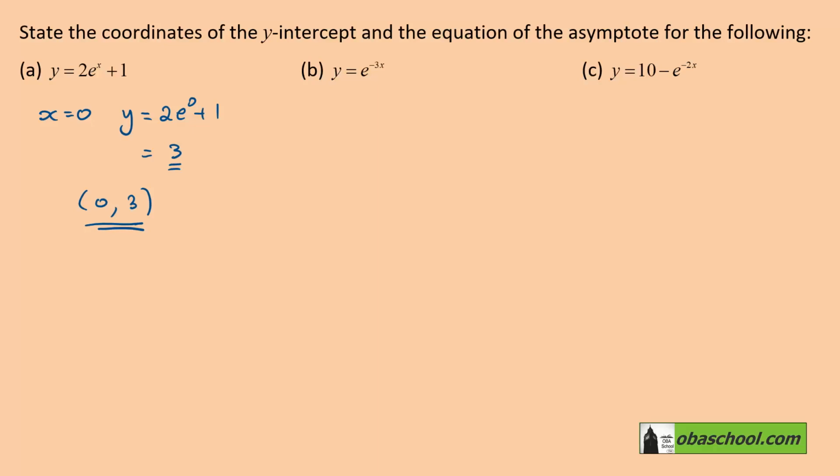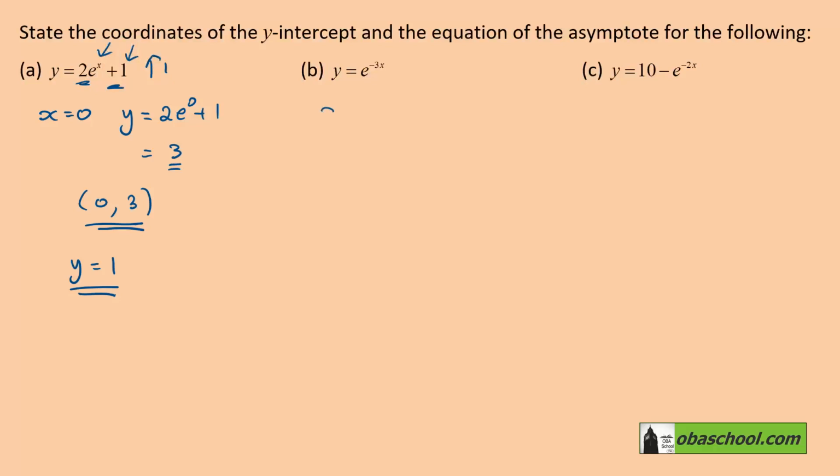Now, the plus 1 here tells us that this has moved up 1 unit from the standard curve. So y equals 1 is the asymptote. Now, the other way you can think about that is just think about when x is a very large negative number. When x is large and negative, e to that number is going to be very small, close to 0. So 2 times 0 is effectively 0. And therefore, we're left with 1 here.